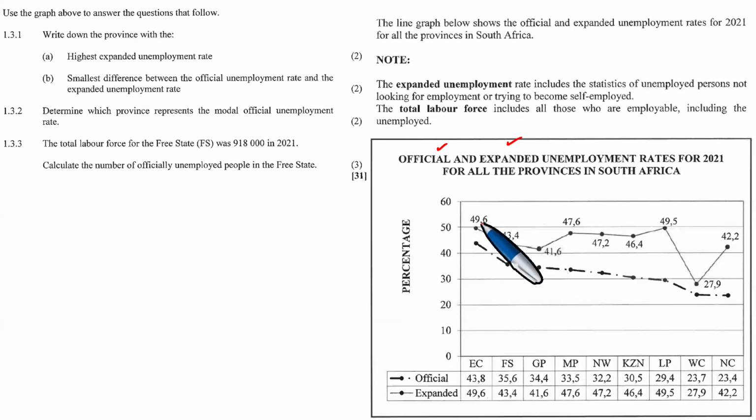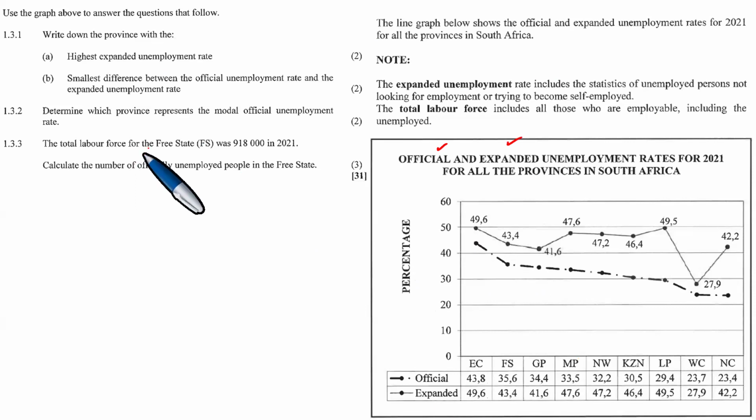Now, for instance, here is 49.6. If it's about 49.6, then the expanded is 49.6. So this is the expanded one. And then the official is the thicker one, which is 43.8. Okay, and so on and so forth.